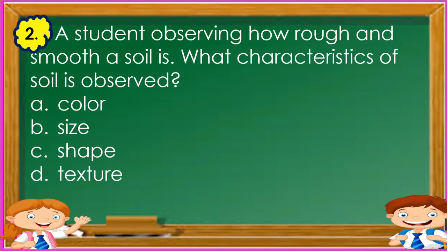Number 2. A student is observing how rough or smooth a soil is. What characteristic of soil is observed? Letter A, color. Letter B, size. Letter C, shape. Letter D, texture. The correct answer is letter D.